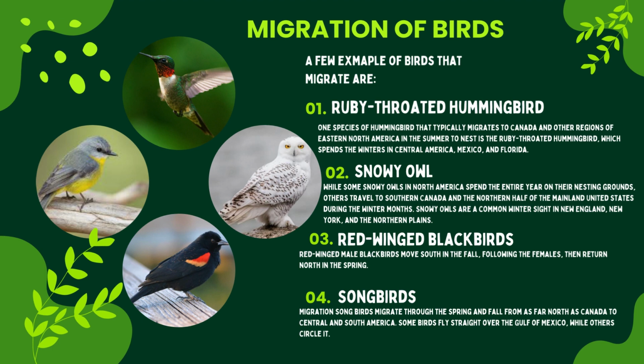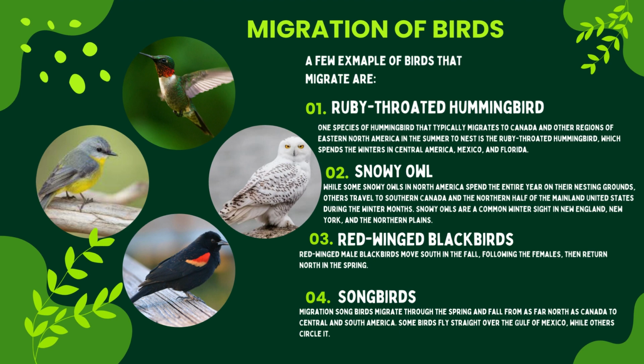Number two is the snowy owl. While some snowy owls in North America spend the entire year on their nesting grounds, others travel to southern Canada and the northern half of the mainland United States. During the winter months, snowy owls are a common winter sight in New England, New York, and the northern plains.